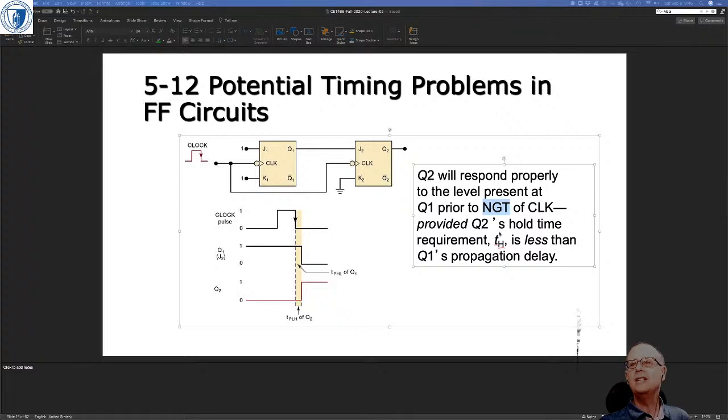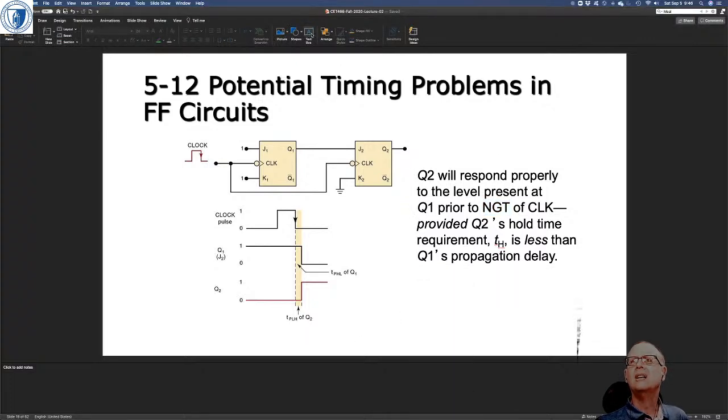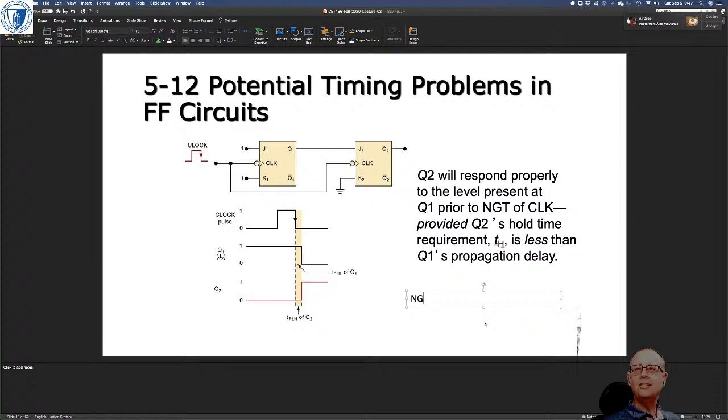Okay, NGT. Let's make a text box. NGT. Any guesses? Negative going transition. Exactly.